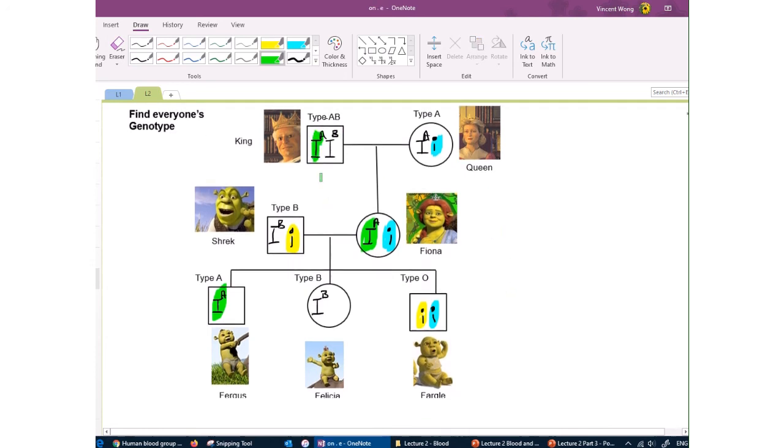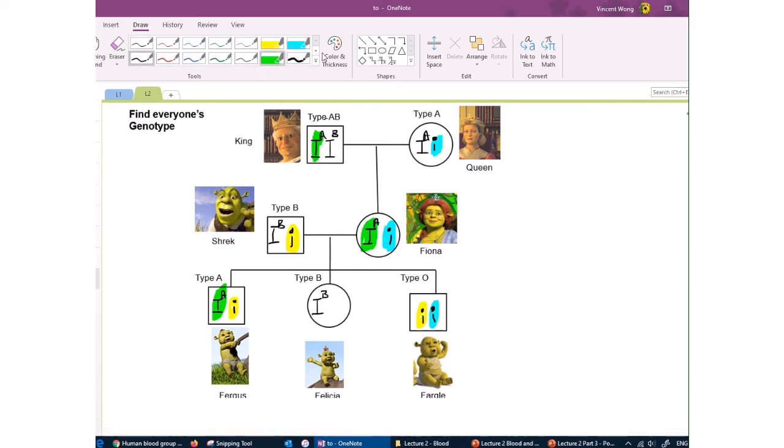Okay, so go back to Fergus here. He got the IA from Fiona. What did he get from Shrek? Well, if you are type A blood, you are either IA IA or IA small i. And if you look at Shrek's genotype, he can only be passing on the small i to Fergus. So there is Fergus' genotype. Okay, he couldn't have passed on the B because otherwise that would make this person type AB instead, right?